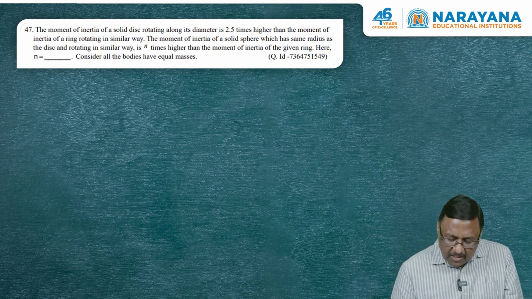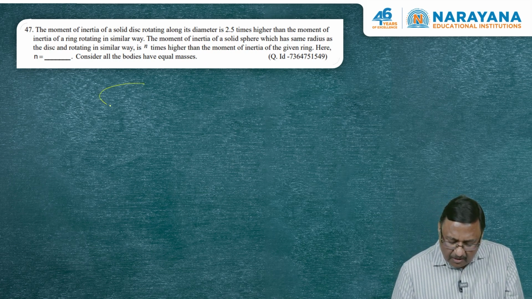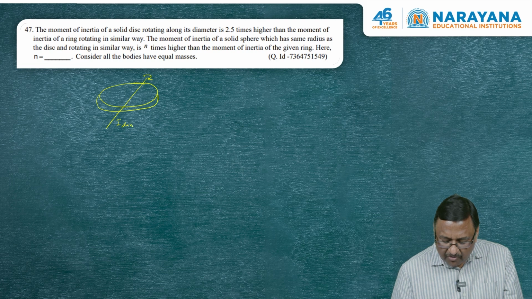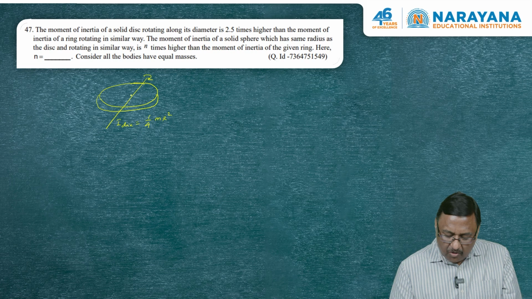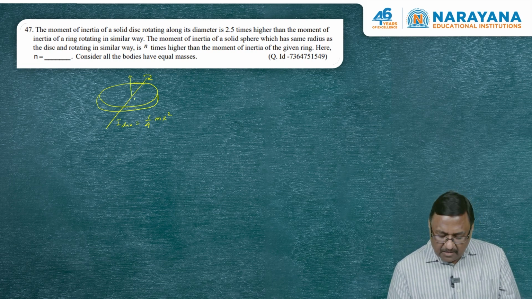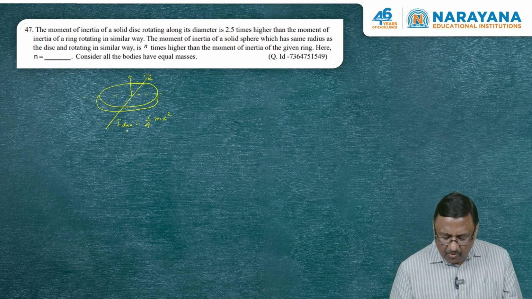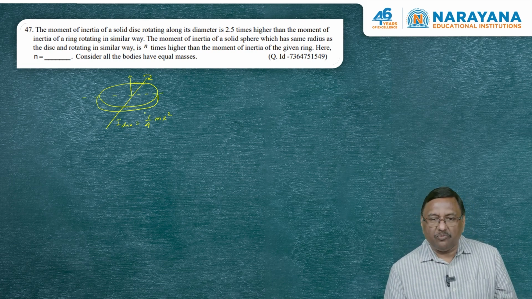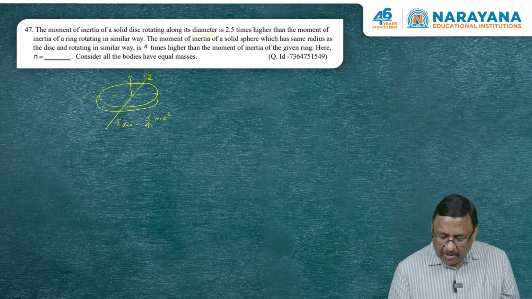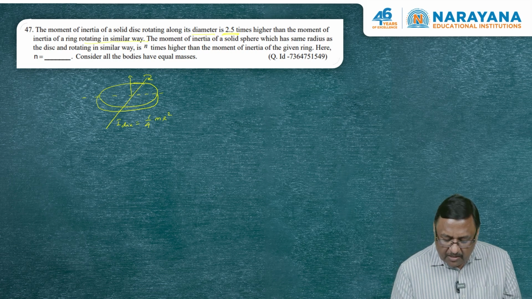Here one thing, he's saying if I consider the moment of inertia of a solid disk, let me write there is a disk. He is asking about the diameter. You know, the moment of inertia of a disk about its diameter we know very well. It is 1 upon 4 times m r square. Because about the axis, you know, it is going to be half mr square. If I use my theorem of perpendicular axis, the moments of inertia about these two diameters being equal, you can understand I diameter is 1 upon 4 times mr square. He is saying the moment of inertia of the solid disk rotating along its diameter is 2.5 times higher than the moment of inertia of a ring rotating in a similar way.